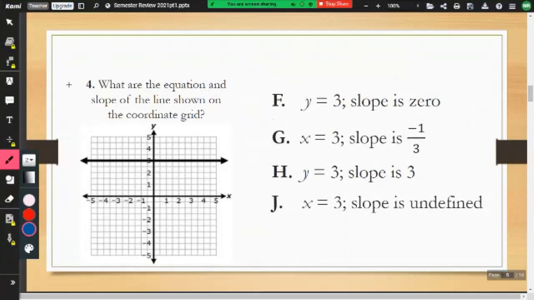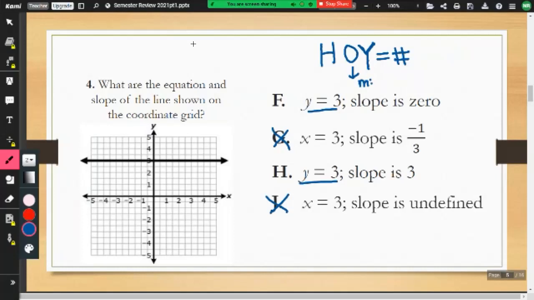All right, number 4, you do have this graph on your packet. It is what kind of line, a horizontal or a vertical? Horizontal, so we use HOI. Now the Y in HOI stands for what? Y equals a number. I would automatically eliminate G and J. Now the O in HOI stands for what? 0 for my slope. Slope is 0. Your answer is F.